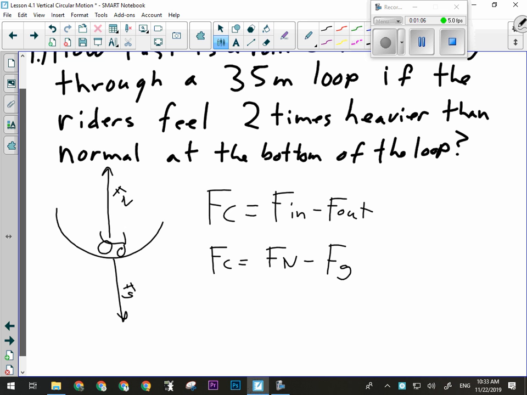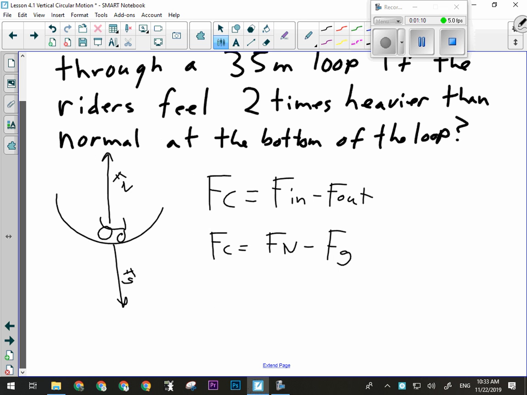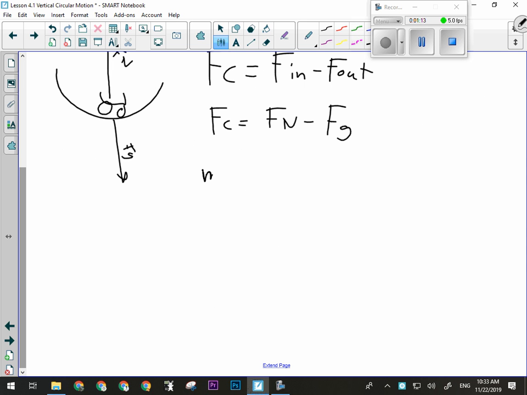Now, at this point, they want me to solve for v. How fast is it going? So that means I'm going to be solving for this, mv squared over r. I'm going to be solving for v. The problem is I don't know exactly, like a number, what Fn is. They just tell me that this person feels 2 times heavier than normal.